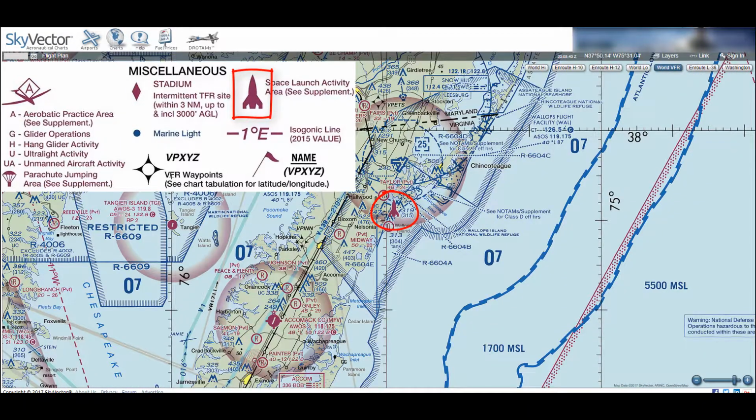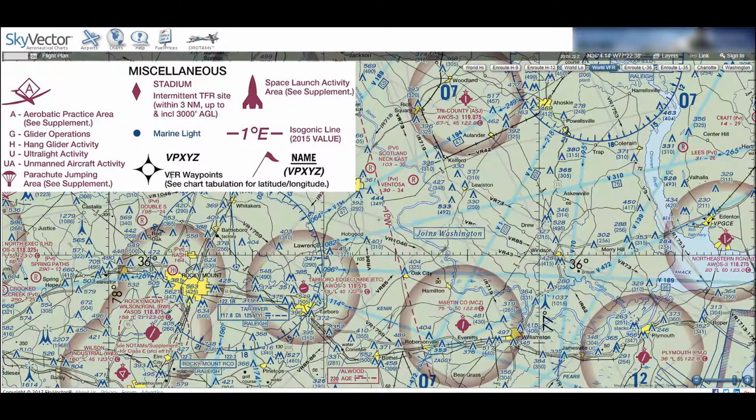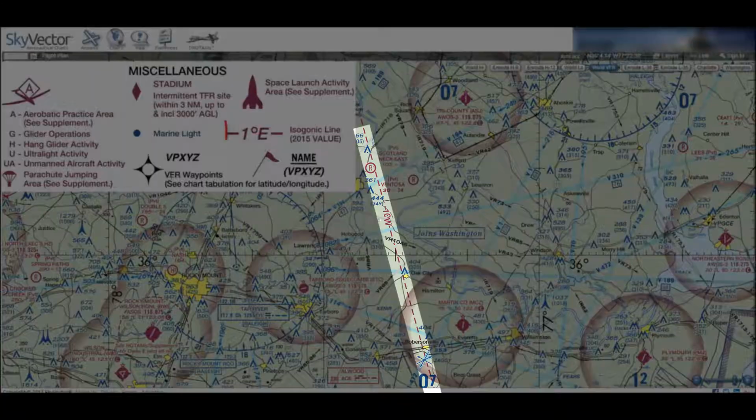The rocket symbol indicates that this is an area where spacecraft are launched from, and probably means that it's also going to be a restricted or prohibited area. Next are the Isogonic Lines, which are magenta hashed lines that cross the map. These tell you that there is a difference between true north and magnetic north in that area. In this example, the magnetic difference is 10 degrees to the west.